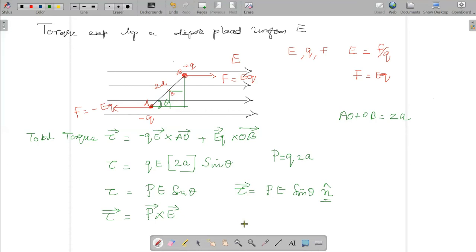Now we can see two special cases: when torque is maximum, and when torque is 0. When theta is 0, sin 0 is 0, so torque is 0. When theta is 90, torque is maximum, PE. So with this, this question is over.